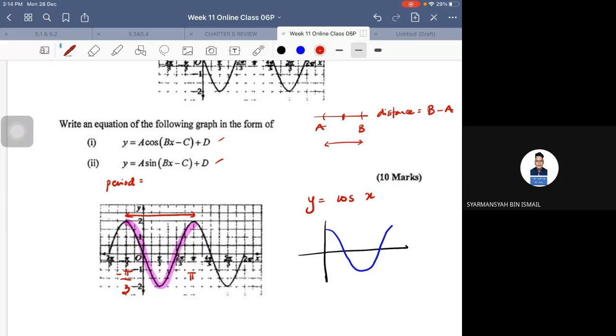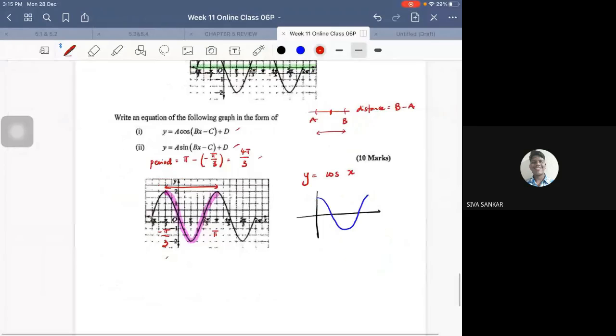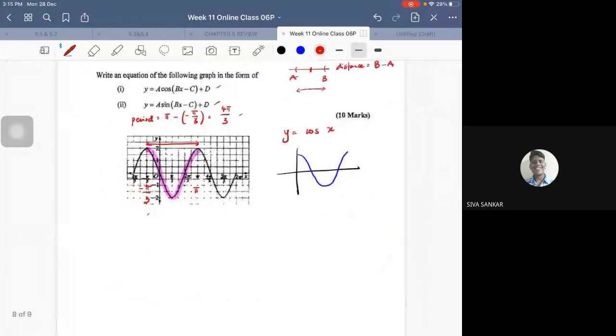So B for this case dia adalah pi, minus A untuk case ni adalah negatif pi per 3. So for this case, I ada 1 tambah 1 per 3. So you pakai calculator, you akan dapat nilai 4 pi per 3. So that is going to be the period value. Maknanya satu cycle untuk graph cos kita ni, period value dia adalah 4 pi per 3. Okay, now that we have all this information, so kita akan start cari nilai A, B, C and D.